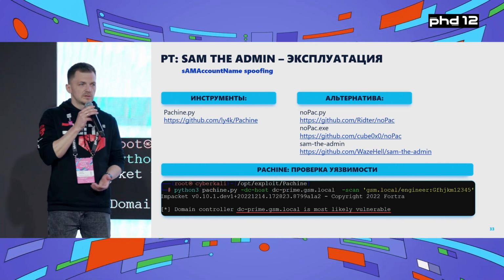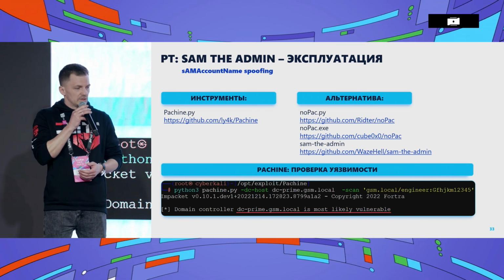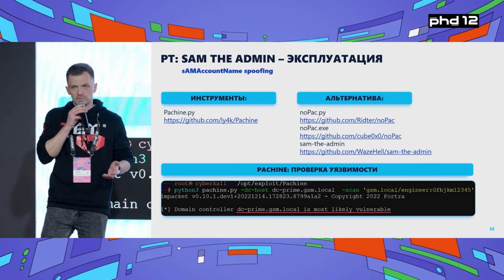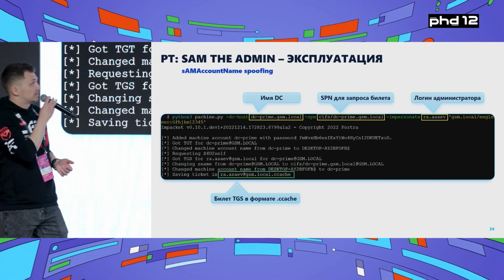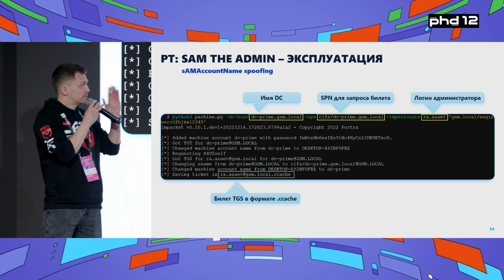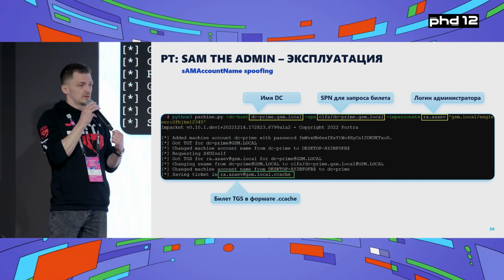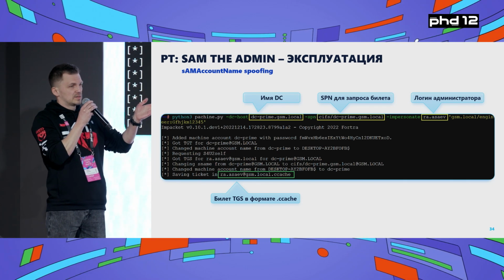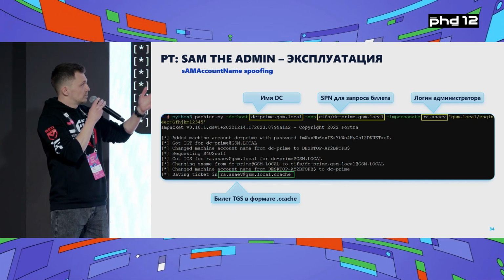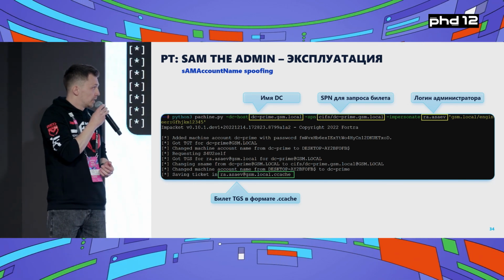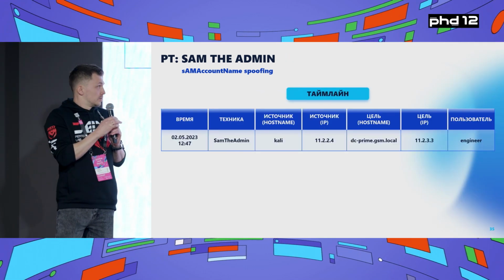As a tool, we used a very well-known tool which automates all these steps. It's called Pachine. There is an alternative to that. And again, we make sure that our main controller is vulnerable. Next thing you do, you run it. Among the parameters, you indicate the DC name, the SPN name to get a ticket, and we indicate the login of any administrator, because assumingly this is the administrator that would get that ticket, and our account, which was compromised before. As we see, the ticket was a success, the ticket is stored, and it goes on very well.